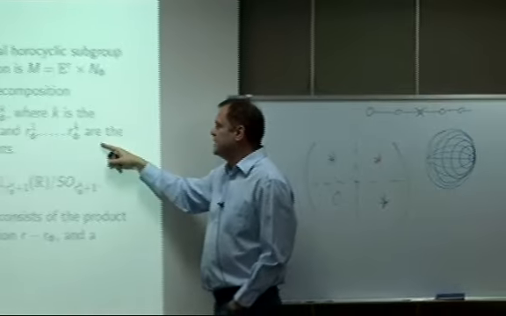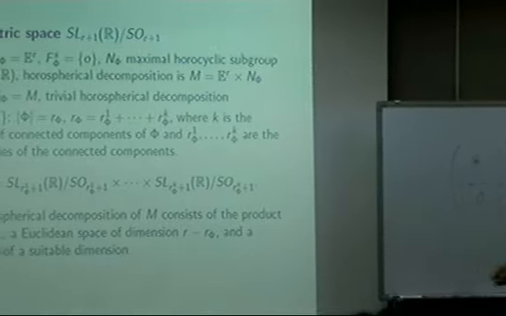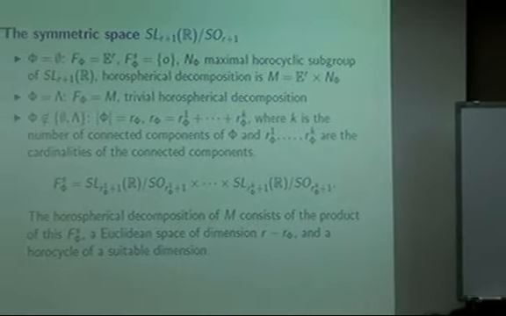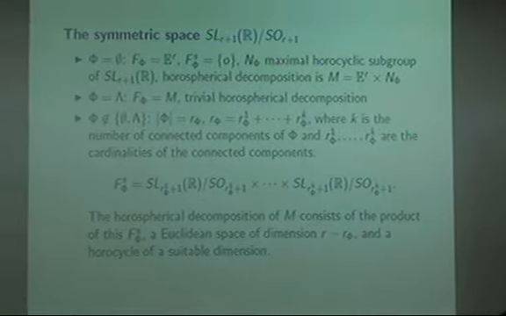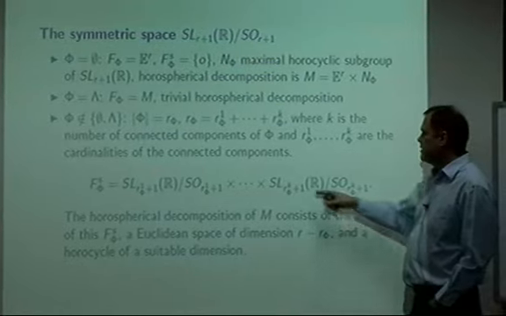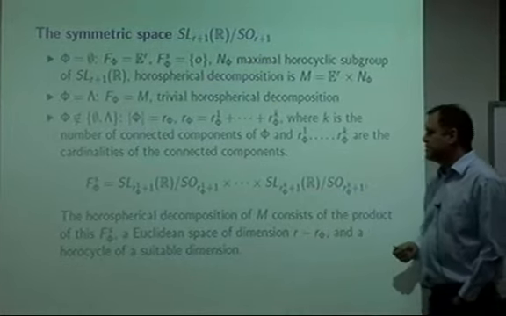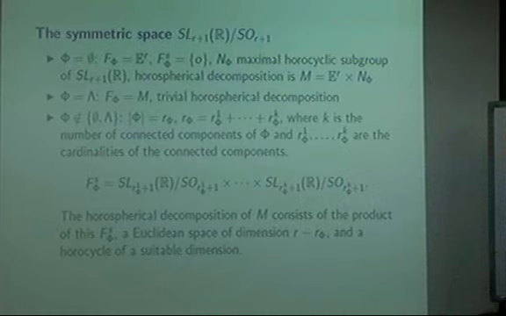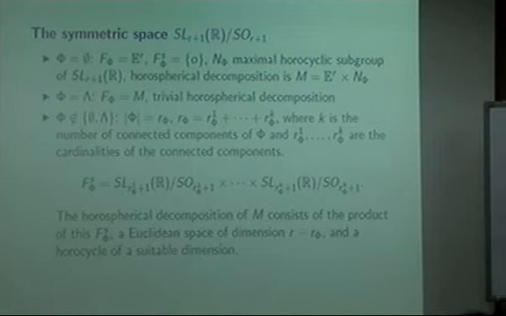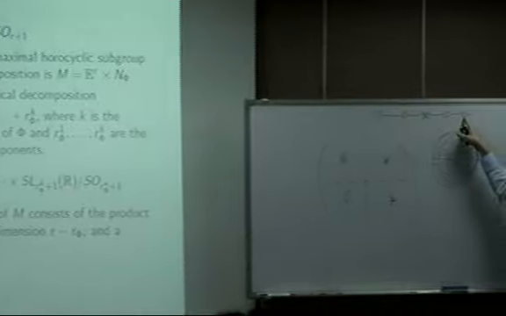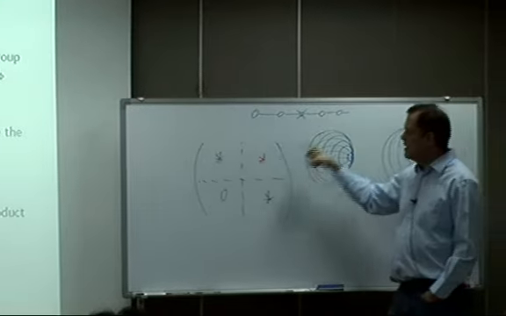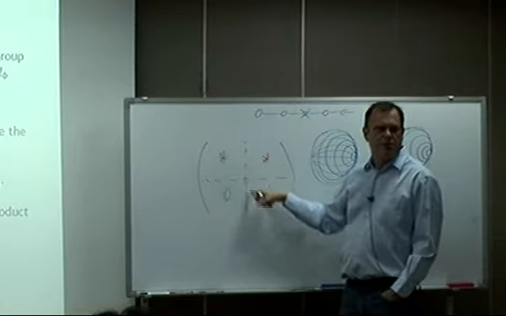So we have these cardinalities. Then the corresponding symmetric space is, well, this is just a product of symmetric spaces of the same type, but just some lower dimensions. So in this case here, what we would get is an SL3R over SO3 times SL3R over SO3, corresponding to these two blocks.